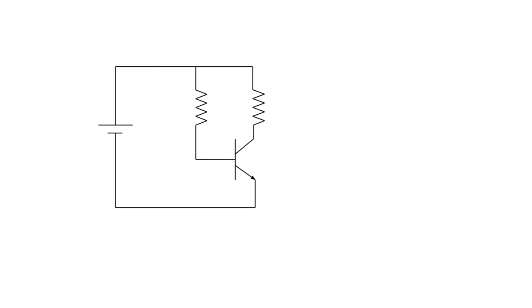What you have is a saturated circuit, which means that your voltage across your CE, your collector to emitter, is going to be 0.1 volts. So I'm going to walk through this and show you how you can determine the size of your base resistor to get to saturation.